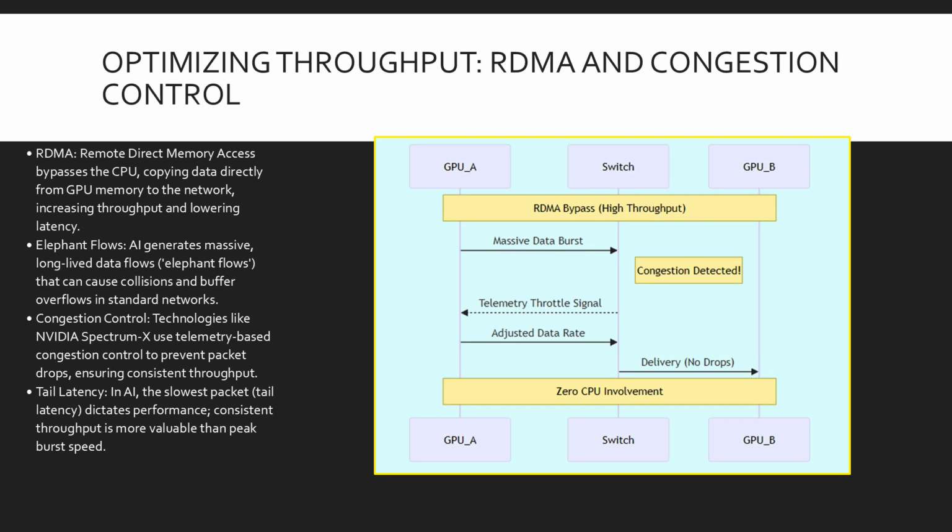To achieve high throughput for AI, we must bypass bottlenecks. We use RDMA, remote direct memory access, to let GPUs read and write directly to the network, completely skipping the CPU and OS kernel. This is essential because AI generates elephant flows, massive sustained bursts of data that would overwhelm a standard CPU. However, these massive flows are risky.